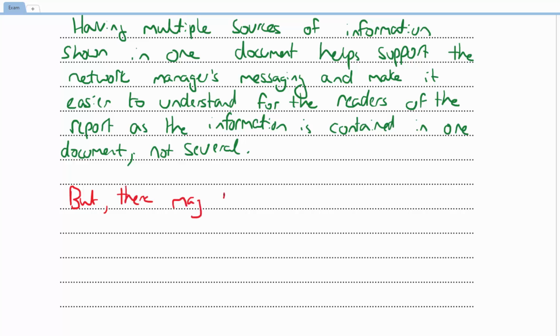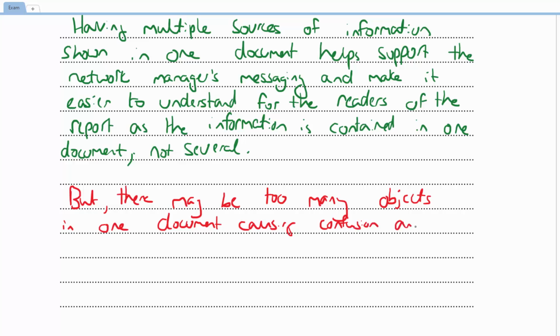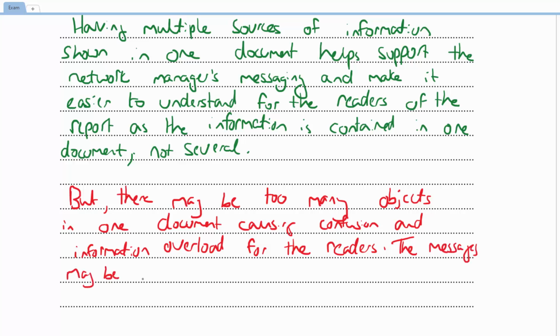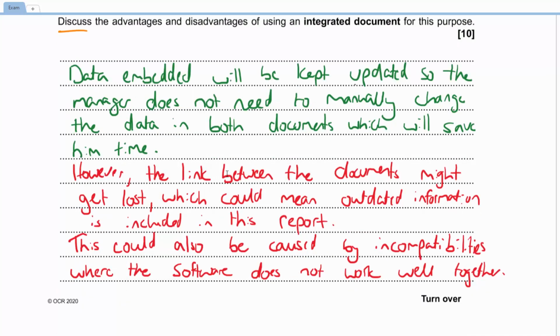there may be too many objects, which is really what they're called when we have a graph or a picture from another bit of software. Too many objects in one document, causing confusion and information overload. Okay, so what's the effect of this on the project manager? Well, maybe the messages may be lost, as in what he's intending to get across may not get across because there's too much stuff going on. Okay, so that'll probably do us for this question.